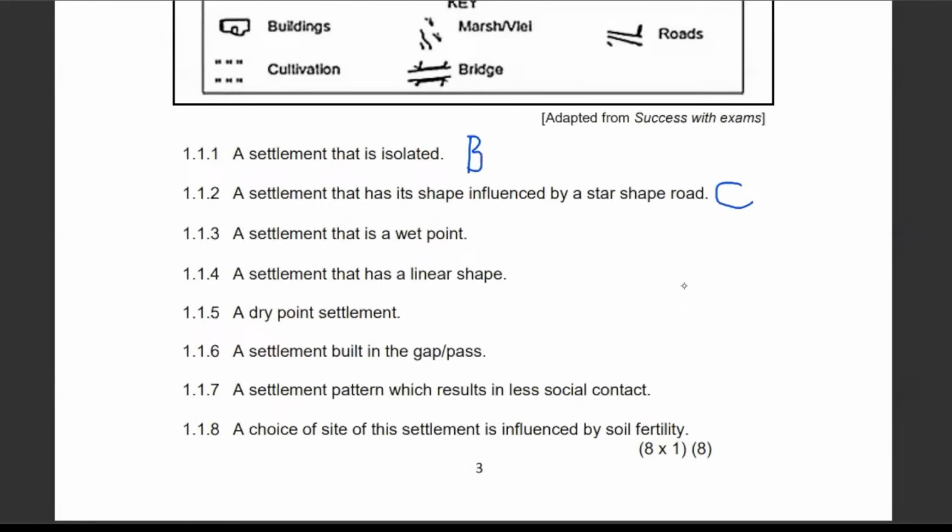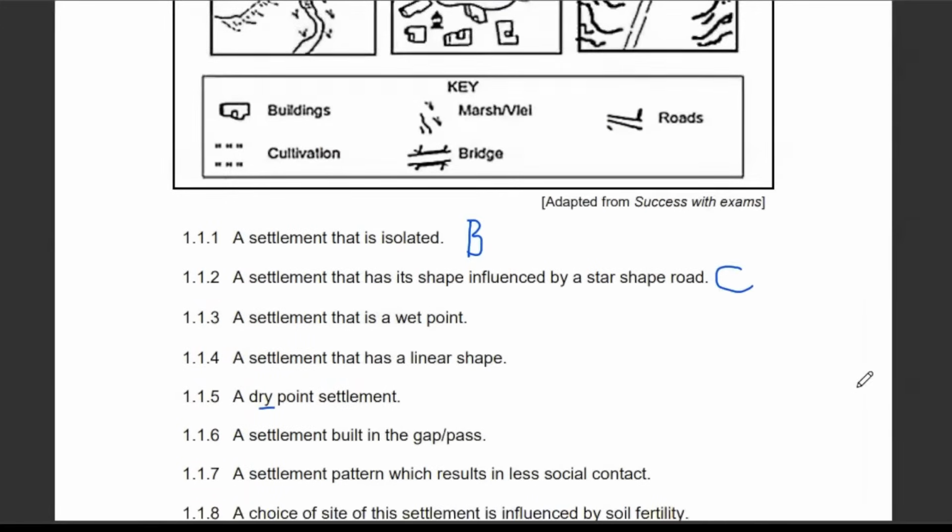Then we have a dry point settlement. In a dry point settlement, in that particular area, there is a risk of flooding, which means we must establish a settlement above the flood line. We must try to identify a high-lying area which won't be affected by flood. That is a dry point settlement. So we want to look for a settlement that has been established because of the need to access water, a wet point settlement. That is number 1.13.